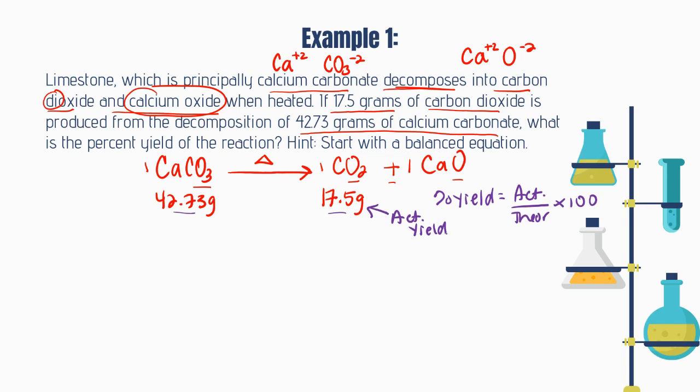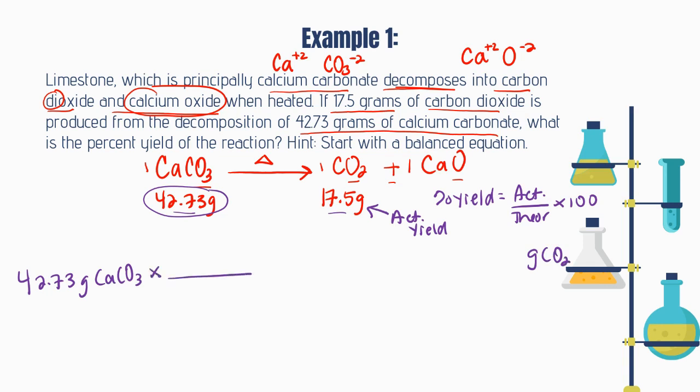So we already know the numerator of our equation. We just have to find the theoretical yield. So in theory, how much carbon dioxide could we make if we used all 42.73 grams of calcium carbonate? So let's start with that. We'll do some stoichiometry. 42.73 grams of CaCO3, and we're going to turn that into grams of CO2, and this will give us our theoretical yield.